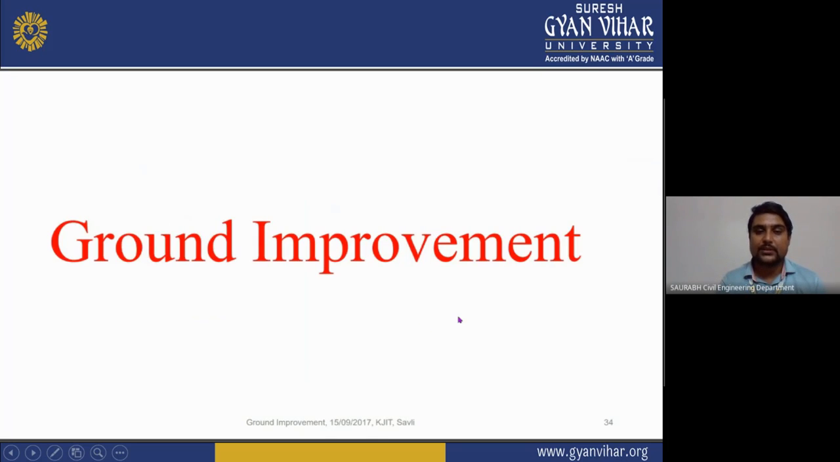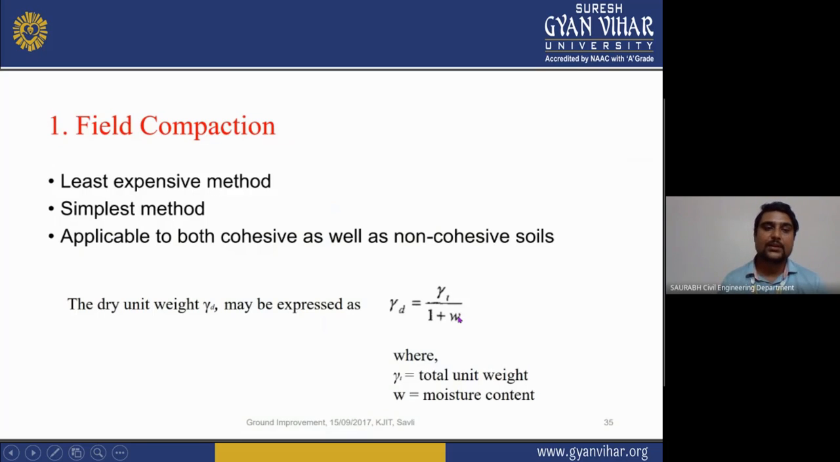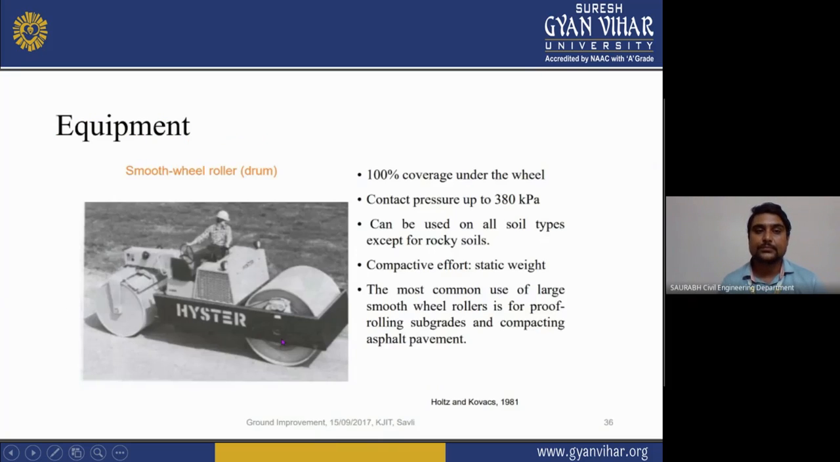Here we will see the ground improvement. What is field compaction? First we will see: it is the least expensive, simple method, applicable to both cohesive as well as non-cohesive soil. The dry unit weight gamma D may be expressed as gamma D equals total unit weight upon 1 plus moisture content. We all know this, we have done it. You can calculate the dry density of your soil by using this formula.